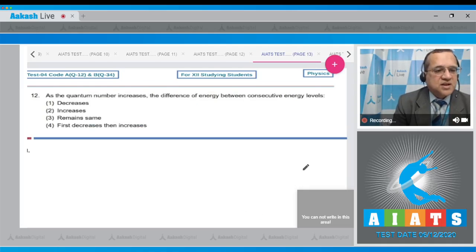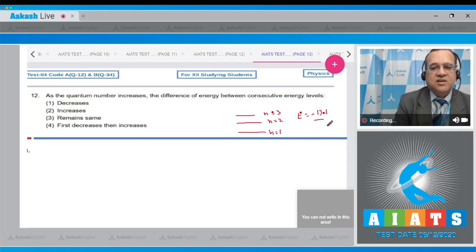Question number 12 says, as the quantum number increases, the difference of the energy between the consecutive energy levels decreases, increases, remains same, first decreases then increases. Now dear student, you know that as you move from first level to second level and then to third level, this difference decreases because the energy has the formula of minus 13.6 divided by n square, and this gradually decreases with the increase of the quantum number. So answer to this question is the first option, decreases.